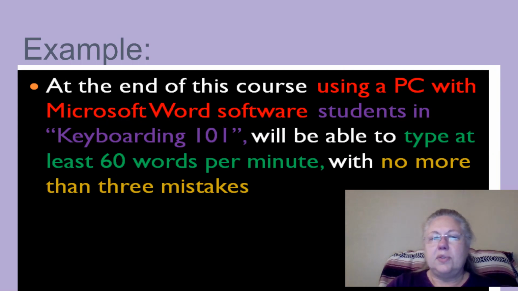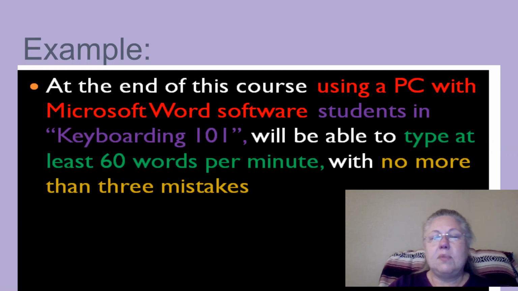Okay, so looking at this: at the end of this course, using a PC with Microsoft Word software, students in Keyboarding 101 will be able to type at least 60 words per minute with no more than 3 mistakes. Okay? So if we're using our CBC, what is our condition? Well, it'll be at the end of the course, using a PC with Microsoft software, and students in Keyboarding 101, that gives us the specific group of students. That's our condition.